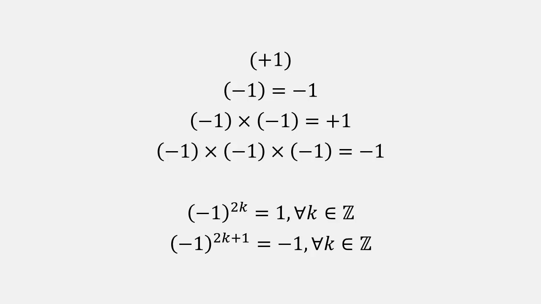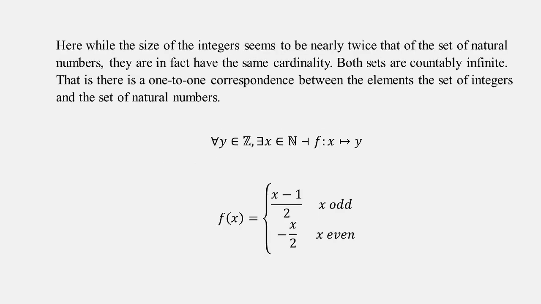Thus, negative times negative is positive. Negative times negative times negative is negative. In general, any even power of a negative is positive, and any odd power of a negative is negative. While the size of the integers appears to be nearly twice that of the size of natural numbers, they in fact have the same cardinality. Both sets are countably infinite.